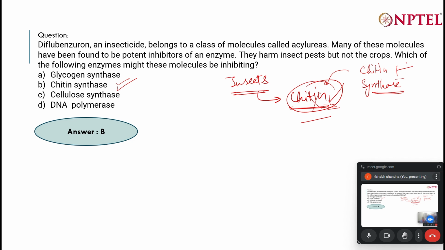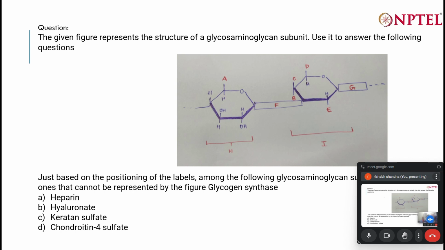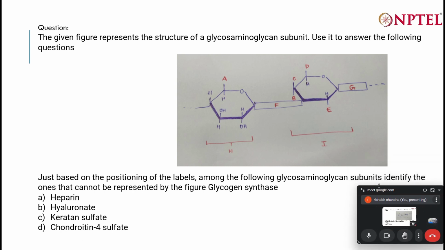Okay, so let's move on to the next question. The given figure represents the structure of glucosaminoglycan subunit used to answer the following questions. So here are different parts that are labeled. Just based on the positioning of the label, you have to tell which glucosaminoglycan is actually being represented here in the figure. So this is actually a misprint here, that cannot be represented by the figure that is given here.